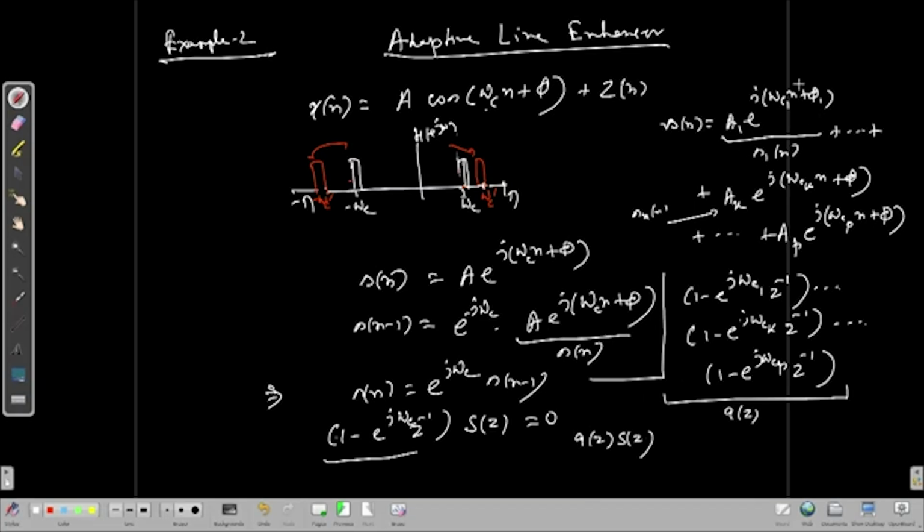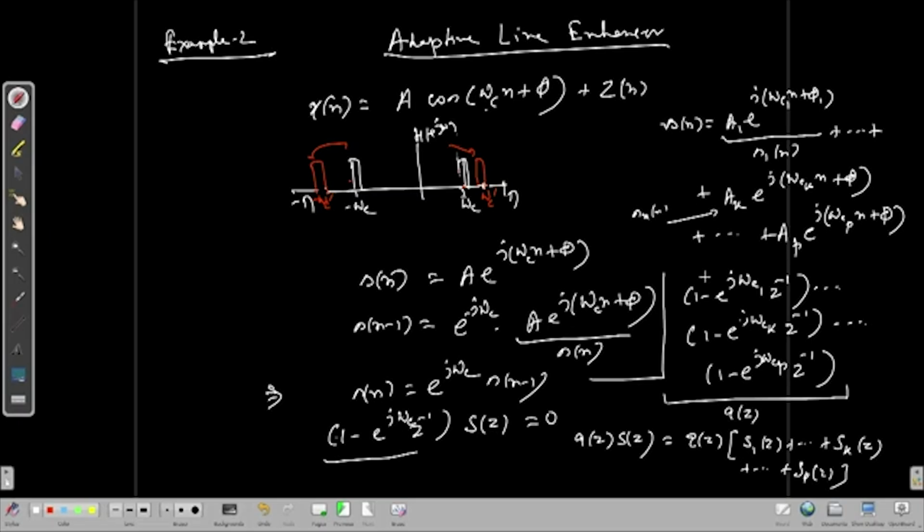Sz is the summation of S1z plus S2z plus dot dot dot. So, this is nothing but Qz into S1z dot dot dot is Kz, dot dot dot is Pz. Now, Qz into S1z.